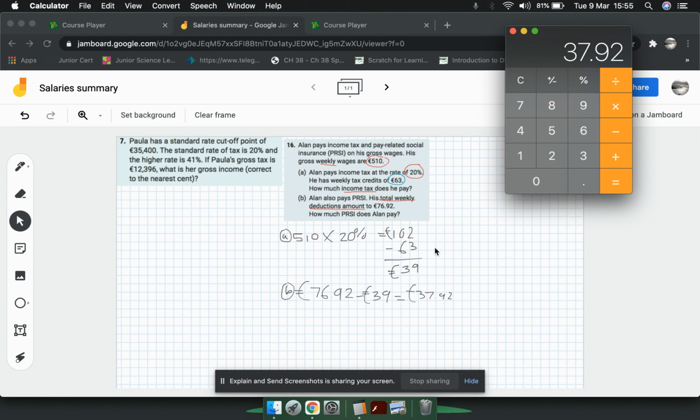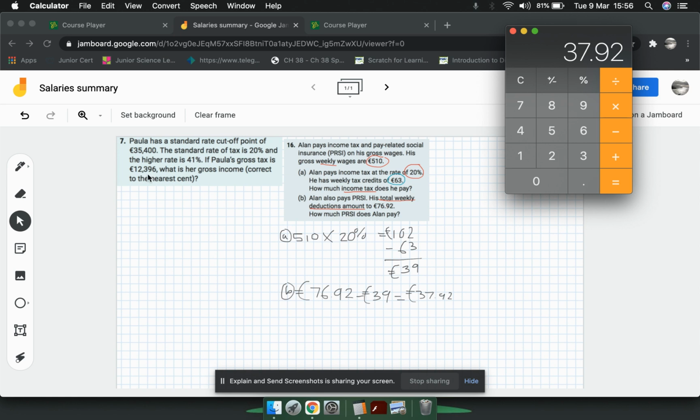Now if you wanted to work out the PRSI rate from that, it would be very easy. All you would have to do is figure out the PRSI rate for Alan. You would take his PRSI payment, 37.92, put it over his total gross wage, 510, and multiply by 100/1. It would tell you how much he's paying on his PRSI. Usually that would be about 4%. I haven't worked it out for that one because it wasn't necessary. So anyway, guys, that was question 16.